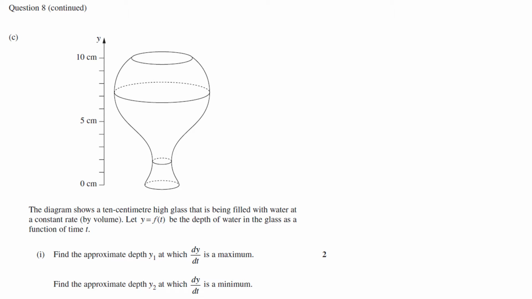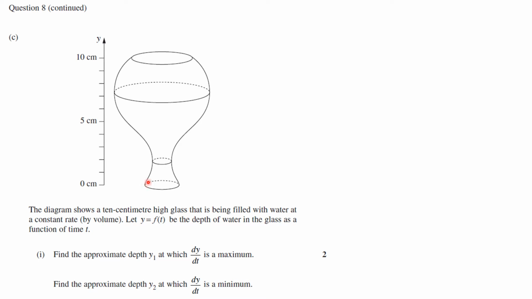Before we start, we had this question from last lesson. We have a 10 centimetre high glass that's been filled with water at a constant rate by volume. Let y equals f of t be the depth of water in the glass as a function of time t. Find the approximate depth y1 at which dy/dt is a maximum.